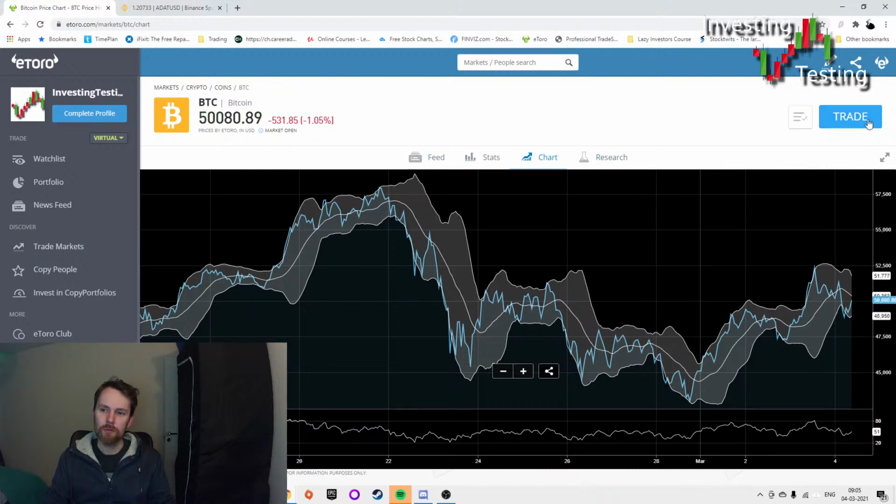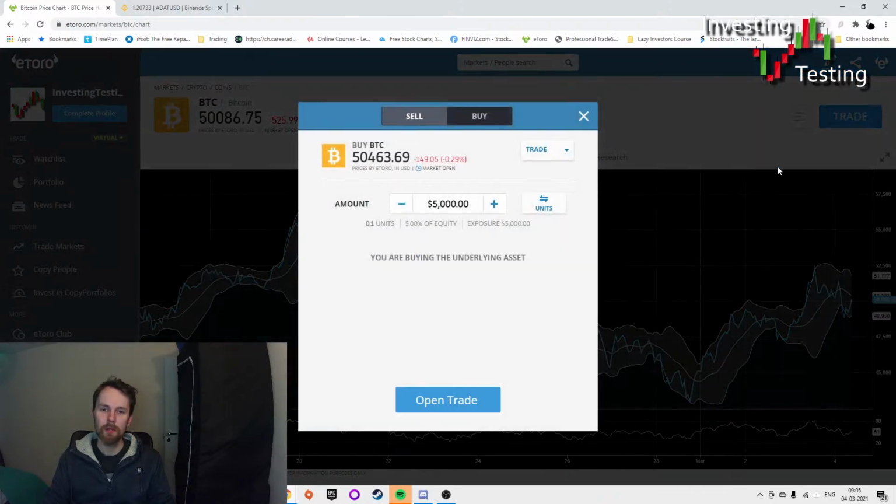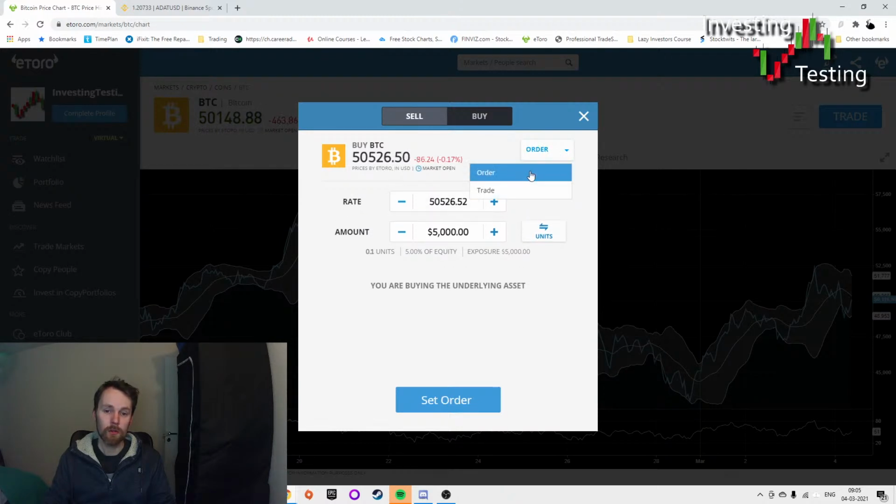And so we go over to trade. We press this big blue button here. Gotta love these blue buttons. And then we say how many units we want to buy. Oh, okay. So you can put an order in. So we can say that we actually want to buy Bitcoin when it was at 50,000, right? And we want to buy $100 worth.